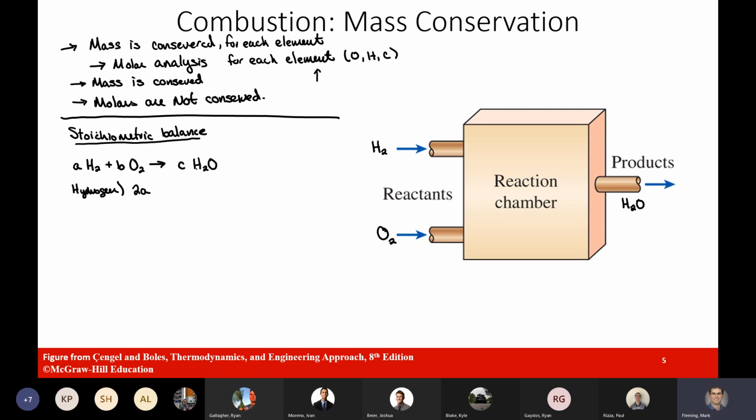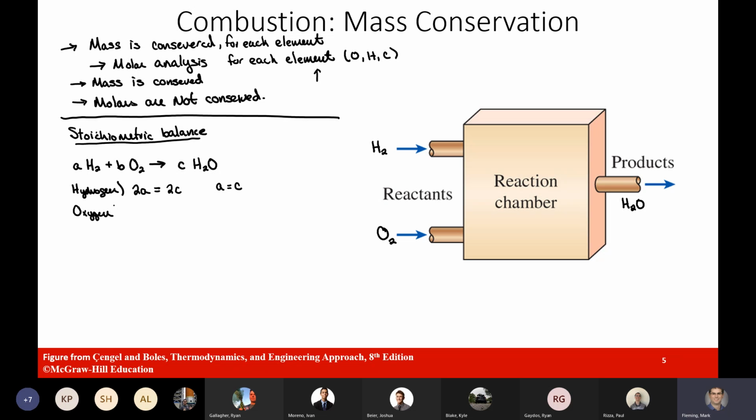This then has to equal the same number of hydrogen atoms that we'd have on the right-hand side of the equation. We notice on the right-hand side of the equation, we just have H2 times C, and so we bring the 2 up. And now we have 2C, and we'll note that the stoichiometric coefficient for A has to equal the stoichiometric coefficient for C. And so that was pretty straightforward. And so we can go ahead and do this again for oxygen.